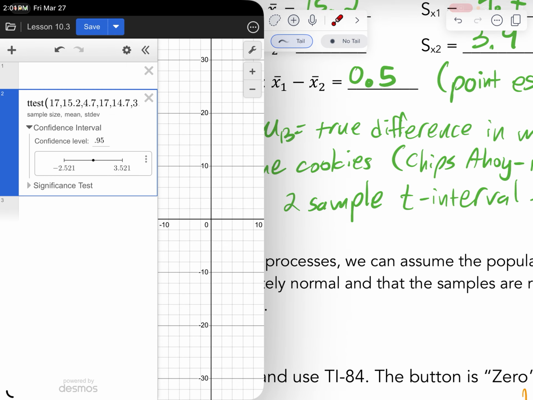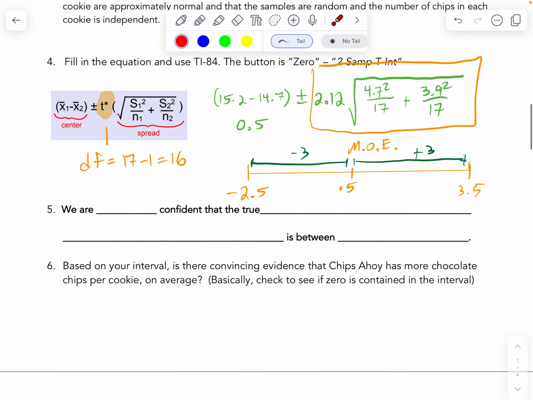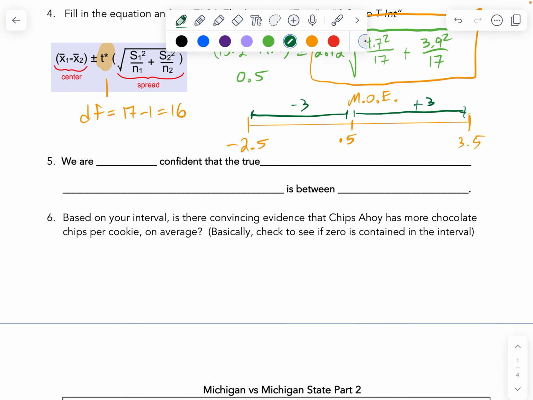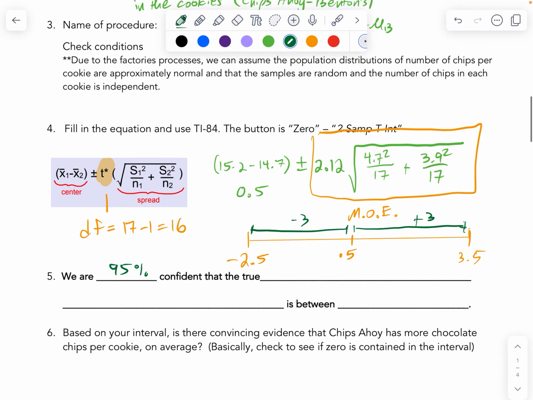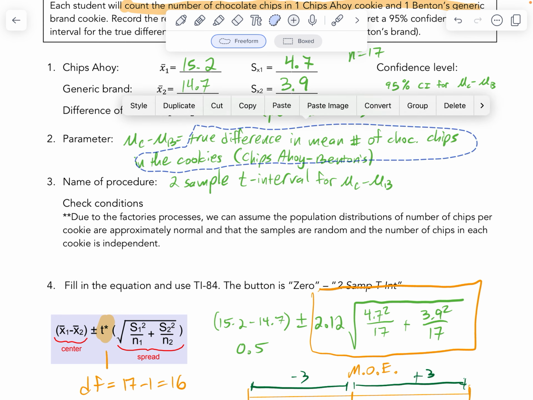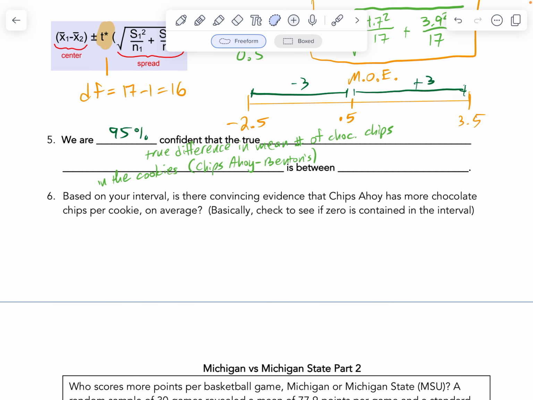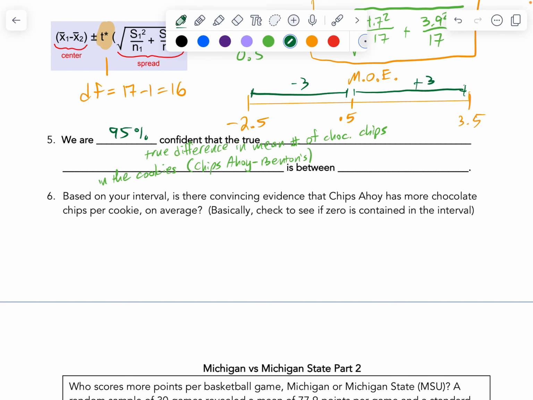So I've got my interval. Now I just need to interpret it. We are 95% confident that the true difference, is this cheating? Whatever, I'm cheating, is between negative 2.5 and 3.5 chocolate chips.